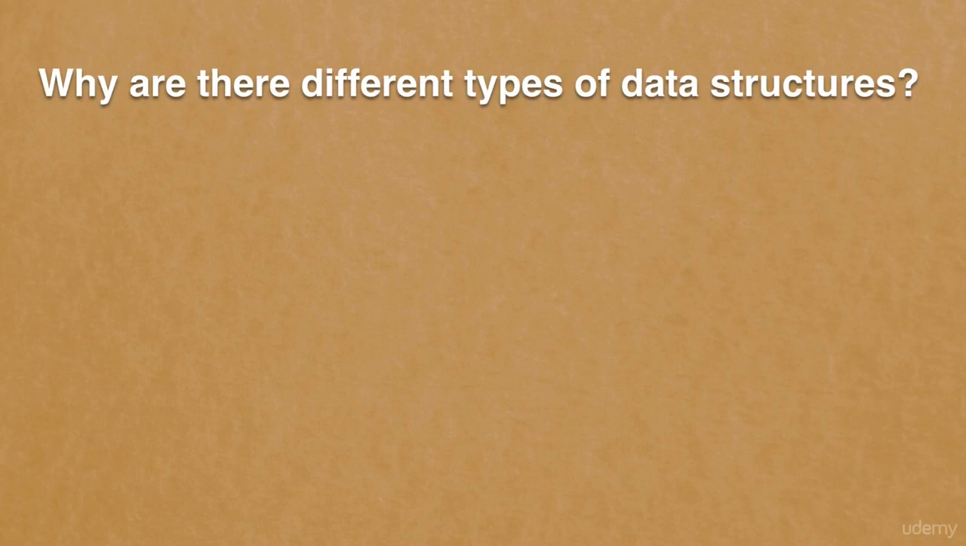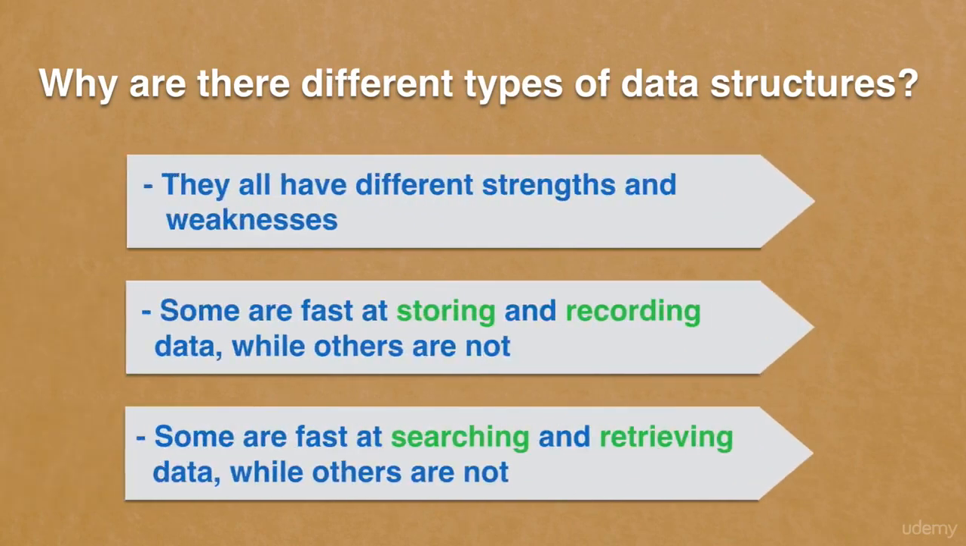Now, you might be wondering, why do we have different types of data structures? Why don't we just use the same data structure for all of our needs? Well, each data structure has its own strengths and its own weaknesses. For example, some data structures are very fast at storing and recording data, but they are slow at searching through data and retrieving it. Other data structures are the exact opposite. They are slow at storing data, but fast at retrieving it. So each type of data structure can be useful for different reasons.